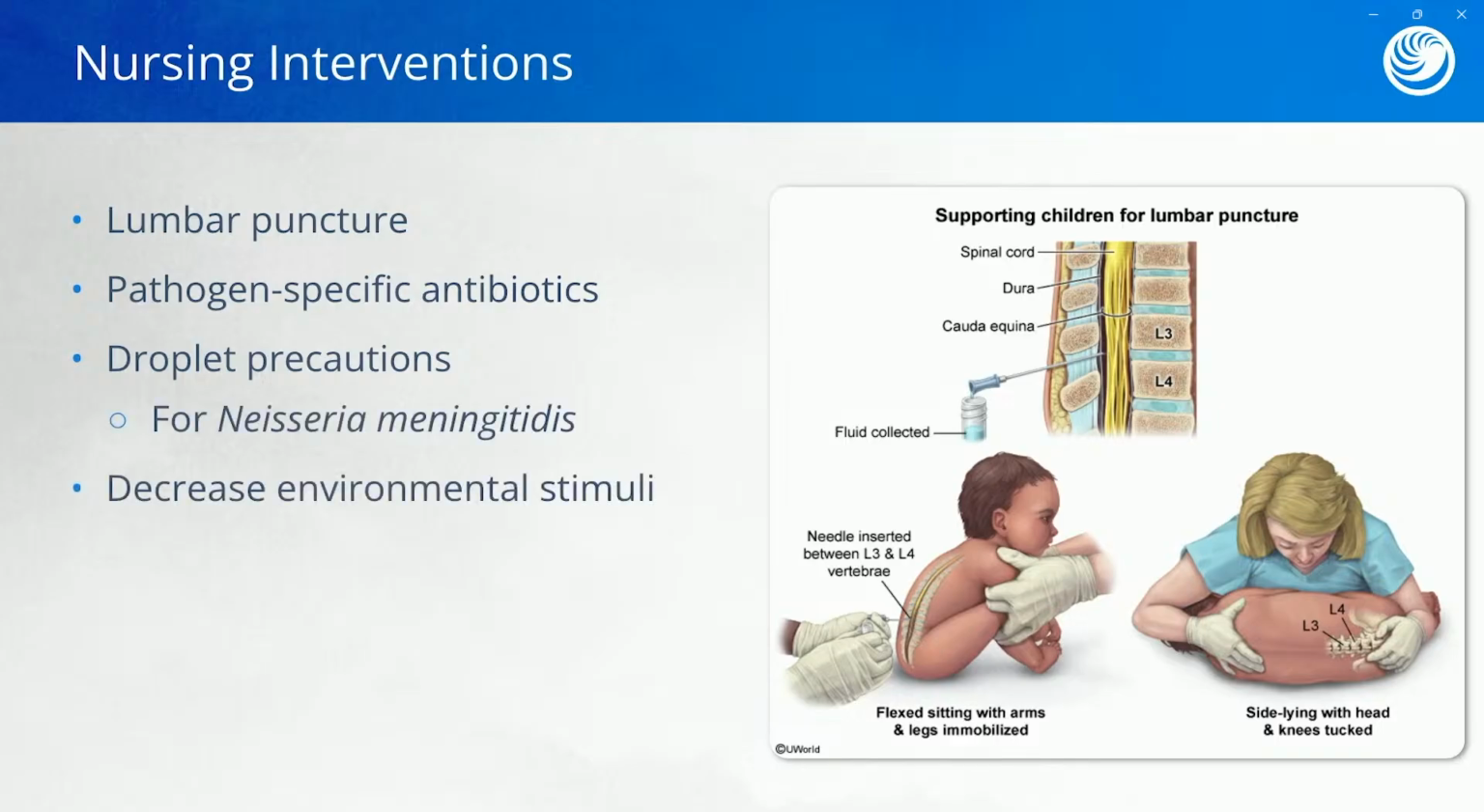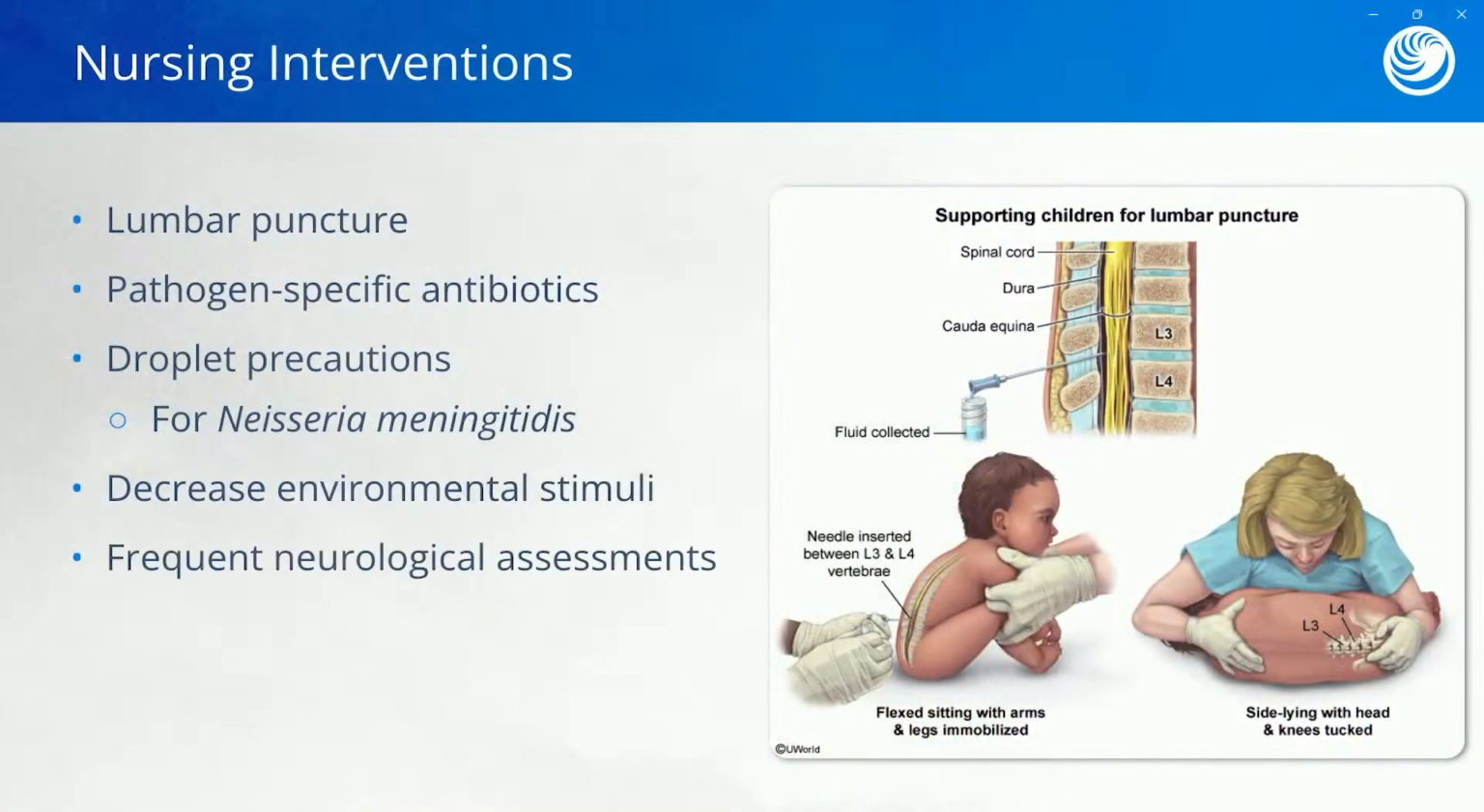We need to decrease that environmental stimuli. Why? Because they have increased intracranial pressure. We have to be quiet. We have to cluster our activities with this patient, not overstimulate them. Think of when you're angry or when you cough. You want to keep everything calm. Frequent neurological assessments, especially when it comes to cranial nerves. Keep that head of bed up 30 degrees, neutral neck. And future prevention, don't forget, guys, that vaccination is not just for the patient, it's for their family.